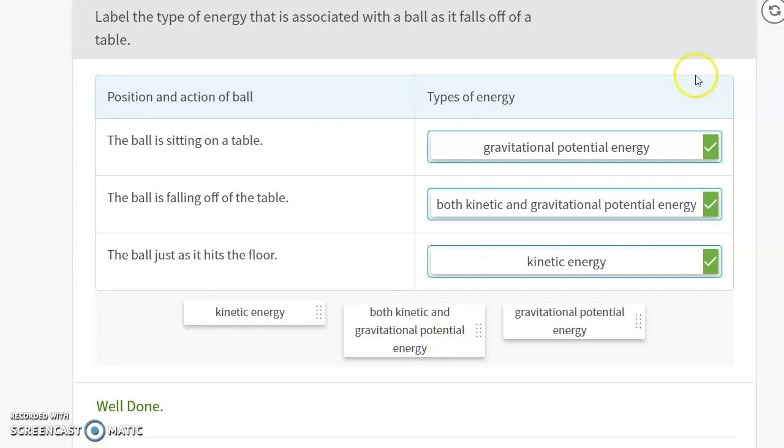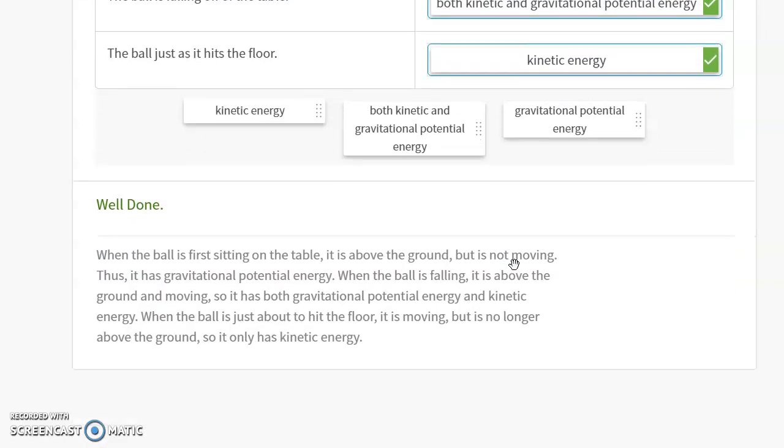So sitting on the table, potential energy. But when you fall off the table, they're saying, remember that it just started moving. So that's the tricky part, because it's both kinetic and gravitational potential energy. That's really tricky. And then the ball, right as it hits the floor, it's still in movement, so that's kinetic energy.